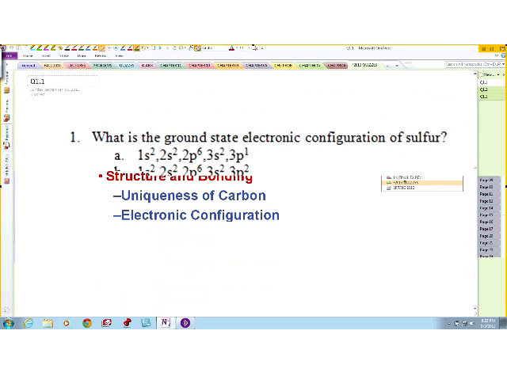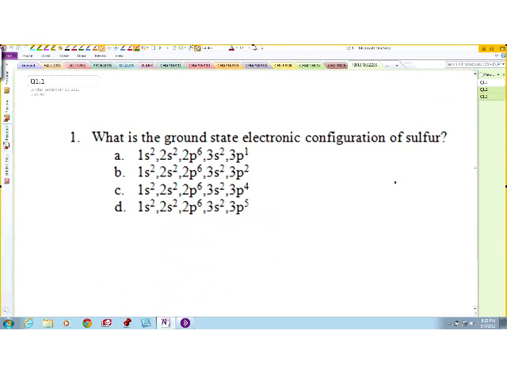Okay. The first question, let me see here. Maud, can you read it for us? What is the ground state electronic configuration of sulfur? Thank you. What is the answer to this? C. Everybody says C. C is correct. It sounds to me like everybody got that right.